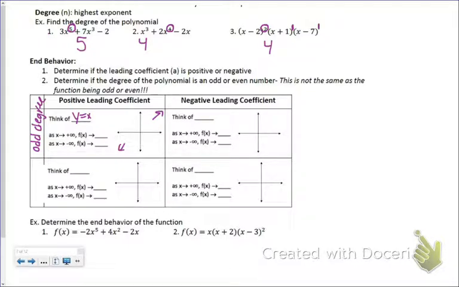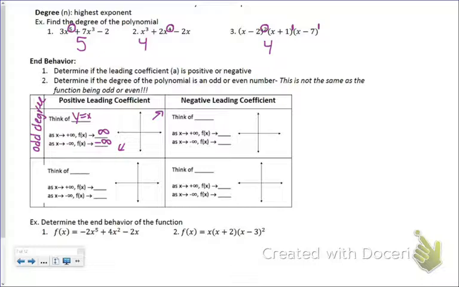Now, again, you guys learned earlier this year how to write end behavior. Okay, so as x approaches positive infinity, what is my f of x doing? In this case, it's approaching positive infinity. As x approaches negative infinity, my y is approaching negative infinity.